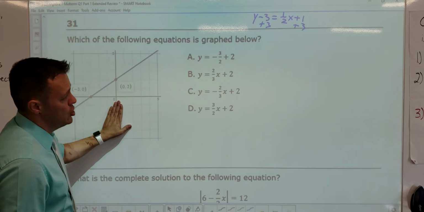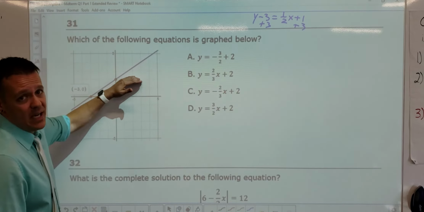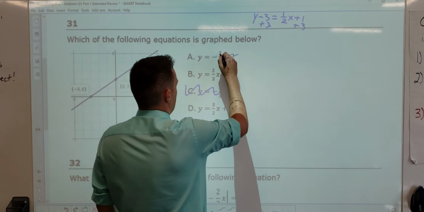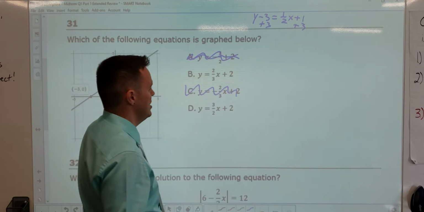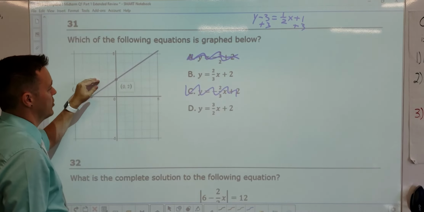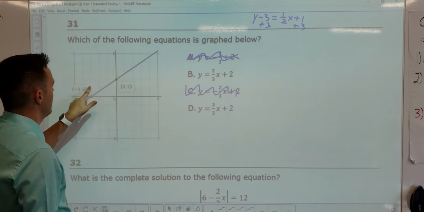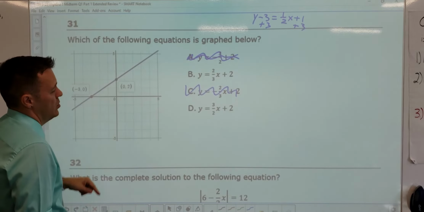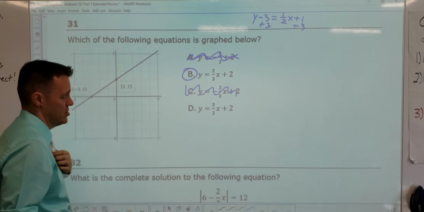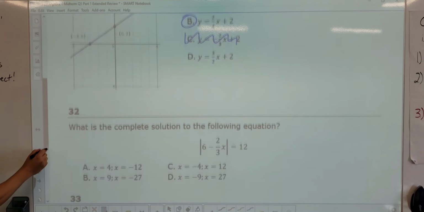Our slope is at 2. This is what type of slope? Positive or negative? If you look at it, it's positive. So if you know it's positive, it can't be these two. All right? And then you have to ask yourself, what is the slope? Are we going up 2 over 3, or are we going up 3 over 2? Well, the answer is we're going up 2 over 3 to get to that answer. So it's B.